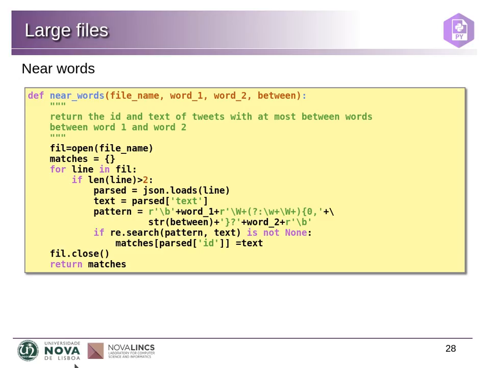If it returns something that is not none, then we found a tweet that's interesting. And we retain in our dictionary the identifier of the tweet and the text of the tweet, and then return that dictionary.